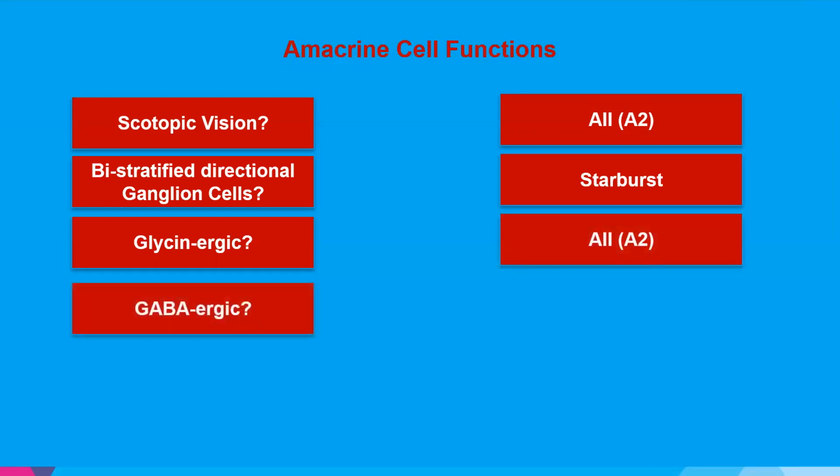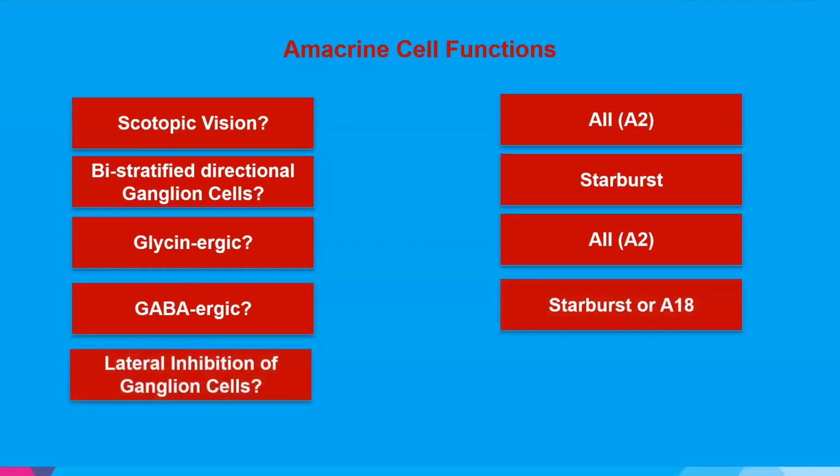How about GABAergic, which I gave you two? Can you name one? The starburst. Okay. And then who's the other one? The A18. A18, dopaminergic, but the dopaminergic is talking about its excitatory function, neurotransmitter, not its inhibitory. Exactly. What cell canonically or classically does lateral inhibition of ganglion cells?